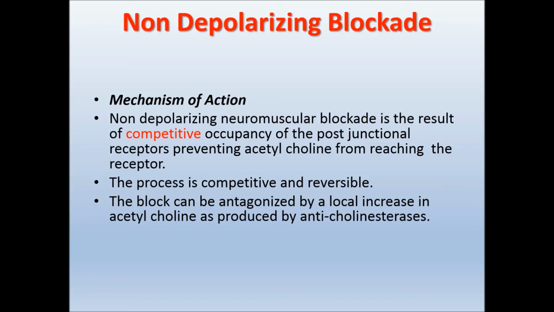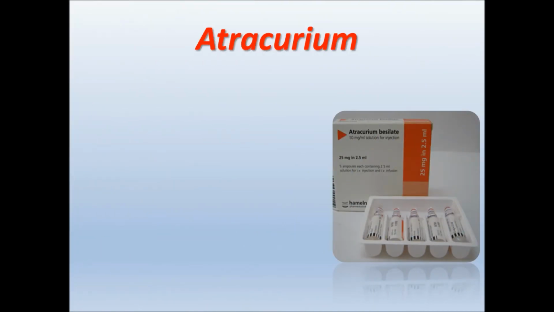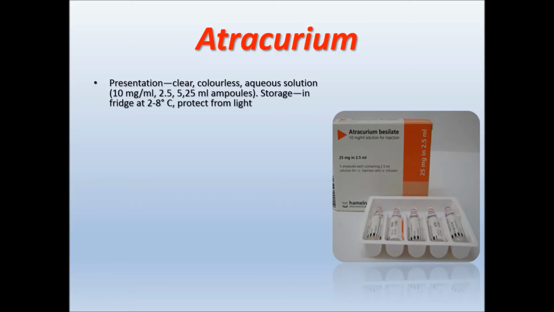The muscle relaxants have no intrinsic activity at the neuromuscular end plate, so they do not cause any fasciculation. Some examples: Atracurium. It's a clear, colorless aqueous solution provided in 2.5 and 5 milliliter ampoules, 10 mg per milliliter, stored in the refrigerator. The dose is 0.5 mg per kg as bolus.